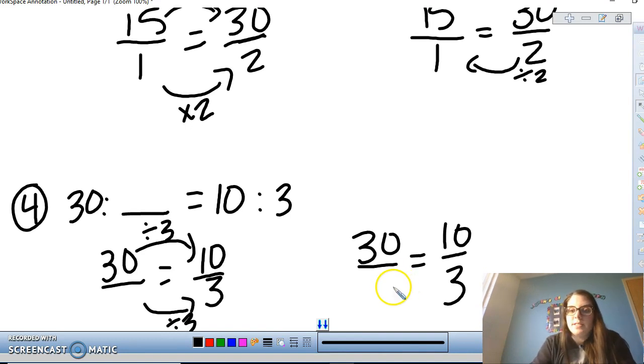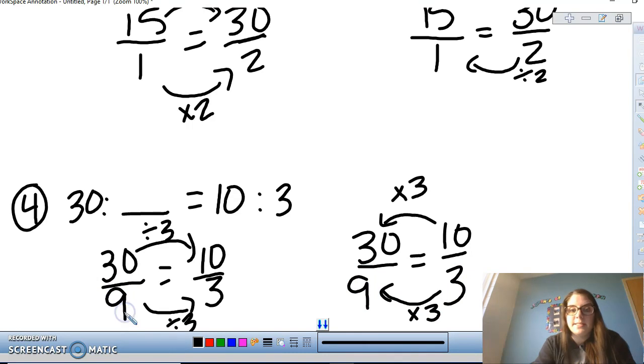So let's go over to this other side. How do we get from 10 to 30? We know we need it times 3. To get from 3 to whatever we're missing, we know we need it times 3. So 3 times 3 would be 9. All right, so if I plugged in 9 over here, would that make sense? Is 9 divided by 3, 3? Yes, it is. So the fill in the blank would be 9.